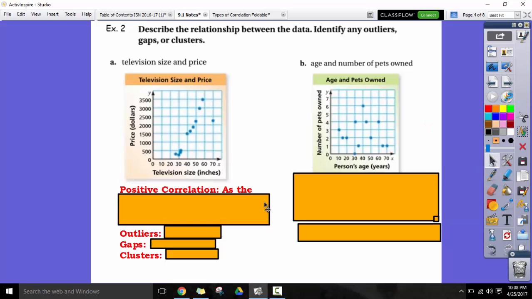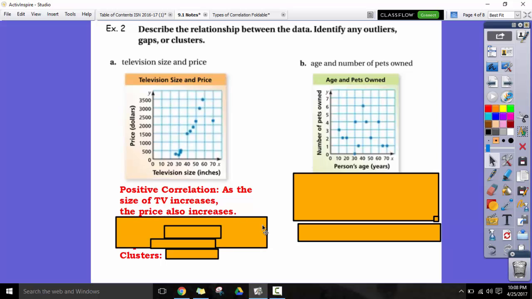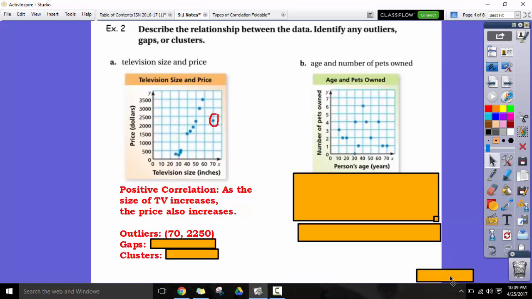So we can explain that first by saying it's a positive correlation, but then we have to describe it. So we can say as the size of the TV increases, the price also increases, which makes sense. The bigger the TV, the more money it is, unless it's a really ancient picture TV that maybe doesn't work anymore. Outliers, so you're looking for something that doesn't follow the trend of data. That would be this point right here. And so the coordinates of that are about $72,250.